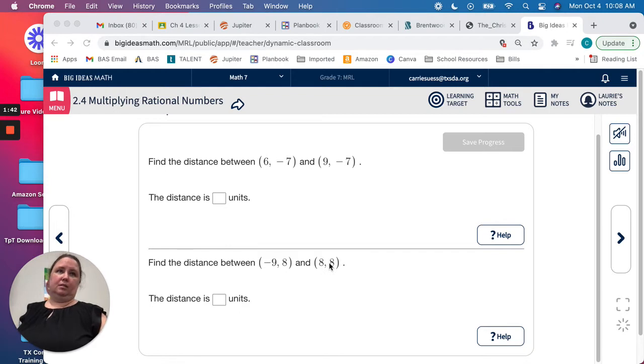Do you have a question? Yes. On the first one, would it be correct if you put parentheses 3, comma 0? Would it be wrong? Yeah, it's not asking for a point. It's asking for the distance between them.